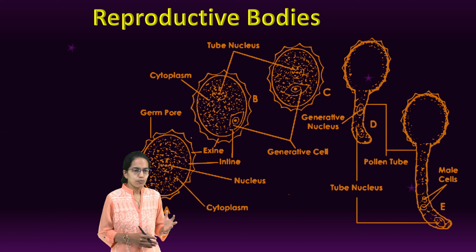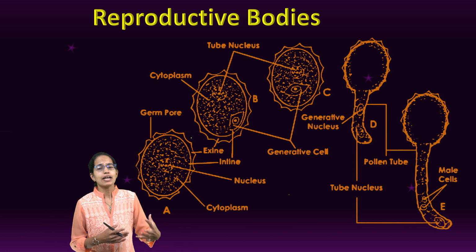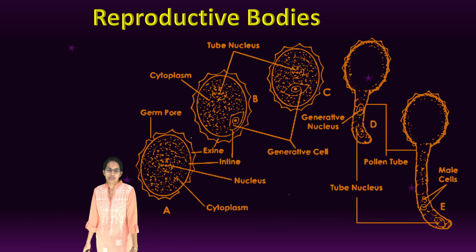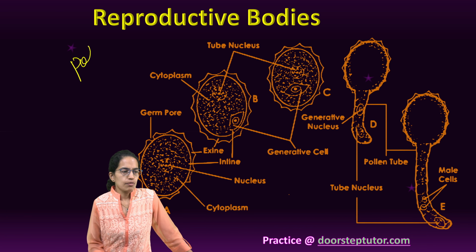Let's understand the reproductive bodies in the case of a flower. So one is the pollen, the other is the ovary, and how the process of fertilization takes place. So let's first begin with pollen. Here is an example of pollen.